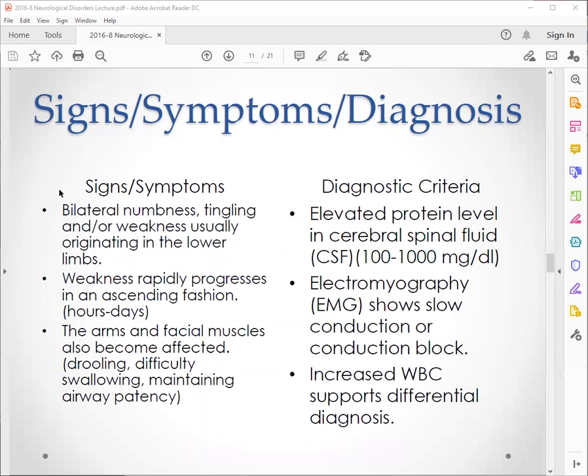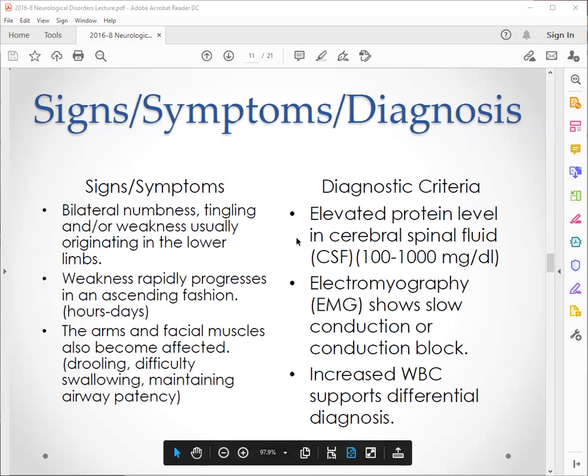The signs and symptoms and diagnosis. Oftentimes it includes bilateral numbness, tingling, and weakness, usually originating in the lower extremities, but again, that depends on the specific type of Guillain-Barré syndrome the person has. In general, you would look for peripheral numbness or weakness. Weakness that rapidly progresses in an ascending fashion, and that could be over hours to days, depending on the type of Guillain-Barré syndrome the person has. The arms and facial muscles also become affected. That would include drooling, difficulty swallowing, and maintaining airway patency.